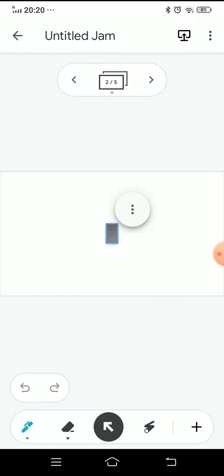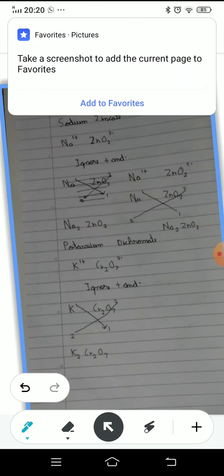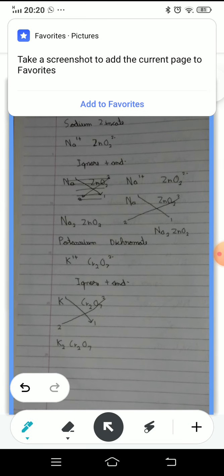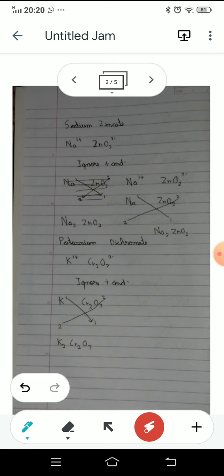Now let me zoom its size first. So friends, as you can see, over here I have mentioned the formula of sodium zincate. First of all, we have to learn the symbols. The first step is the symbols: sodium Na 1 plus, zincate ZnO2 2 minus, because the valency of zincate is 2 minus.